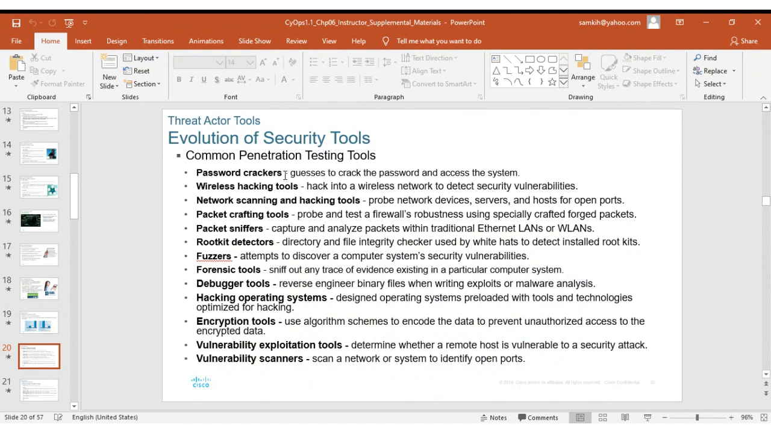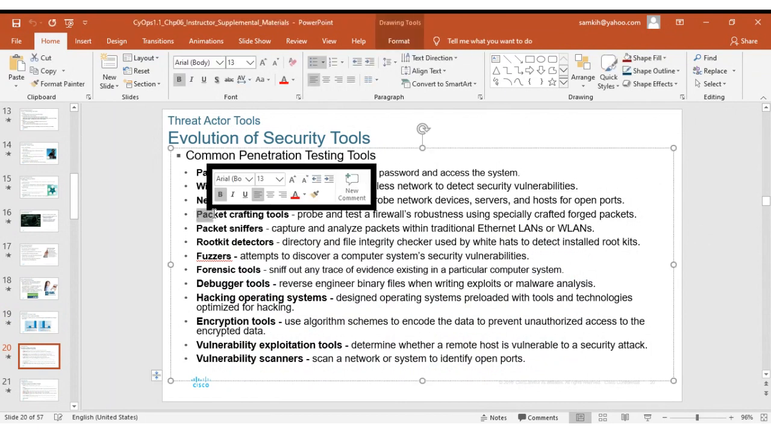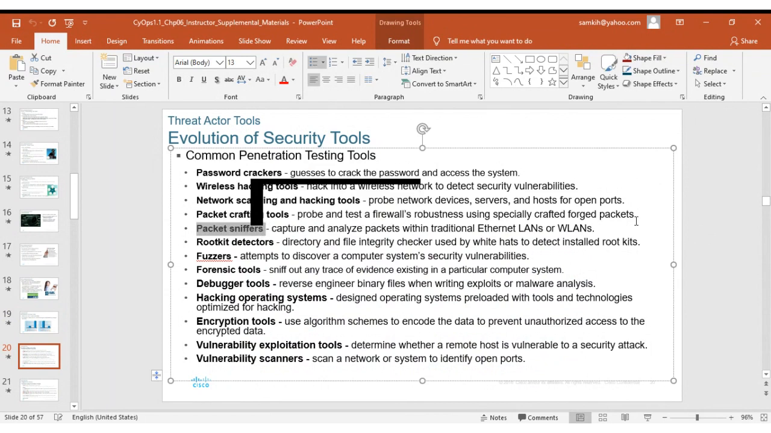Vulnerability exploit tools. So we also have vulnerability scanners. Those are the various examples of penetration testing tools that you can use. Probably you can go and check examples of each and every tool. Today I will still use Wireshark for the packet sniffers.